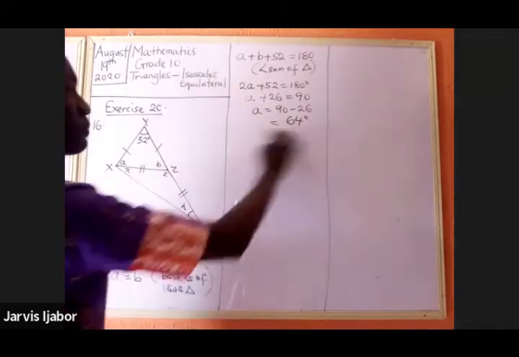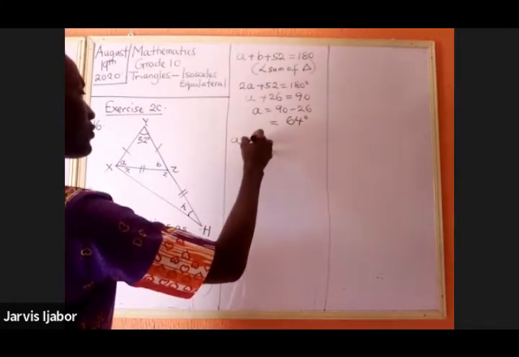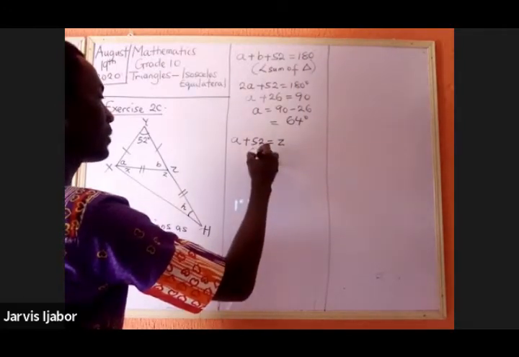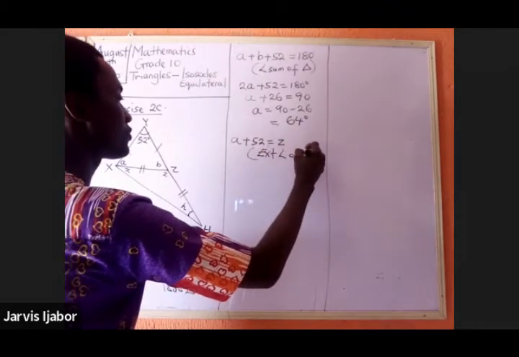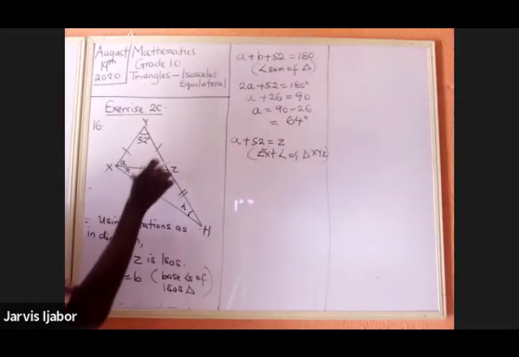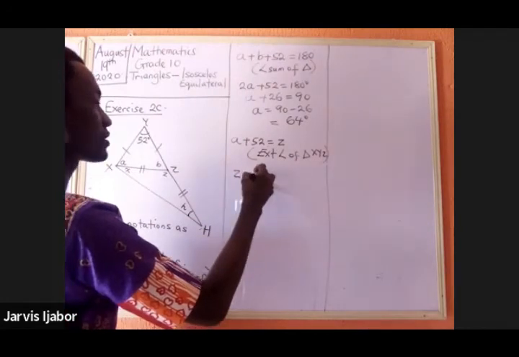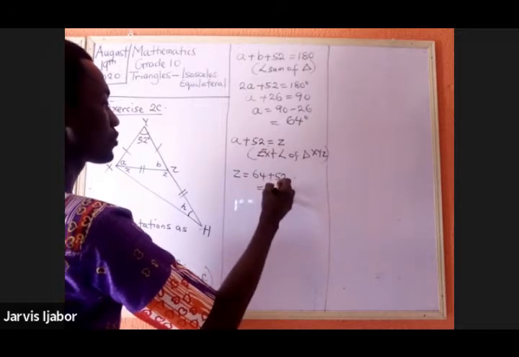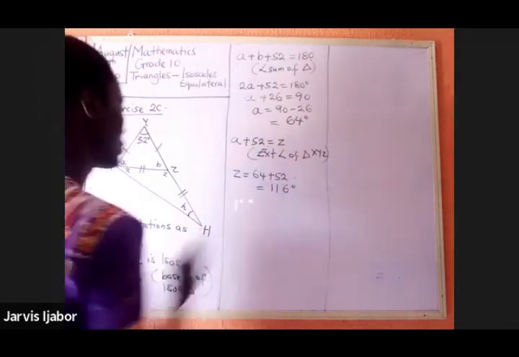So with that in place, you know that a plus 52 will be equal to z. What's the reason? Exterior angle of triangle XYZ will give me that. So z will now be equal to 64 plus 52, and that will give me 116 degrees. Sorry about that. So we have gotten z.